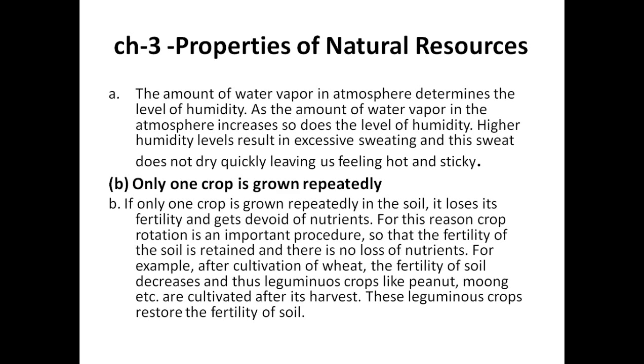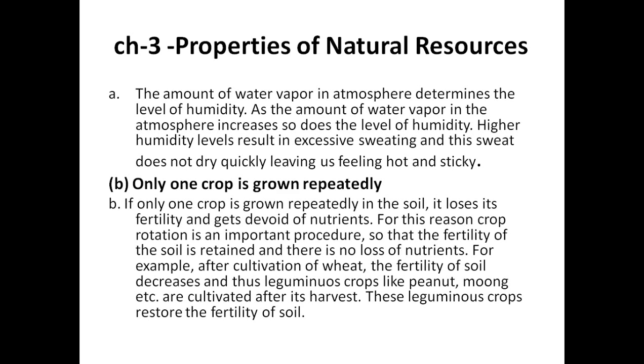For this reason, crop rotation is an important procedure so that fertility of the soil is retained and there is no less loss of nutrients. For example, after cultivation of wheat, the fertility of soil decreases and thus leguminous crop like peanut, moong, etc. are cultivated after its harvest. These leguminous crops restore the fertility of soil.